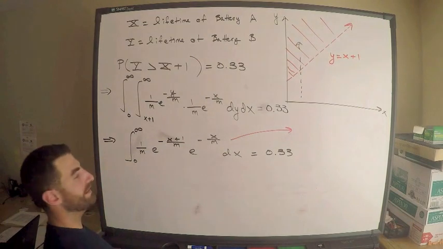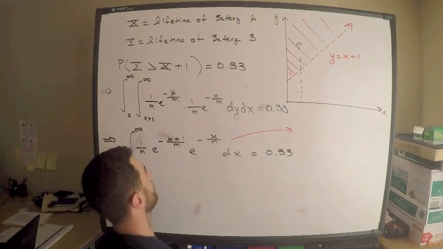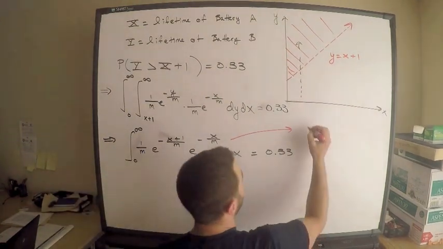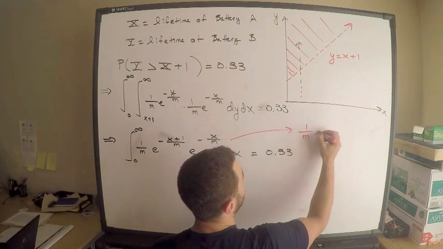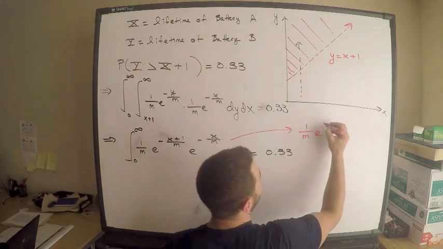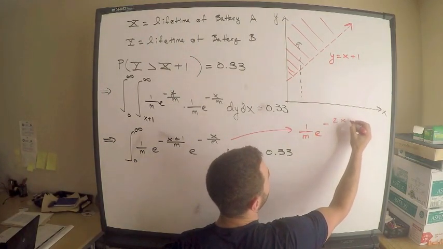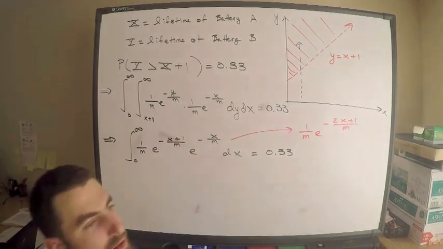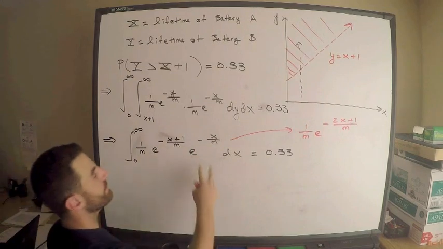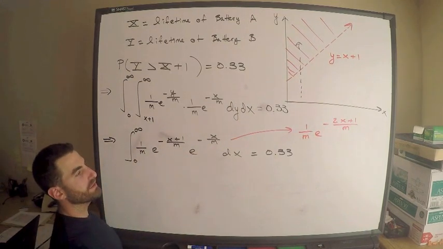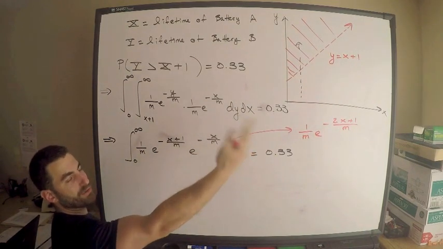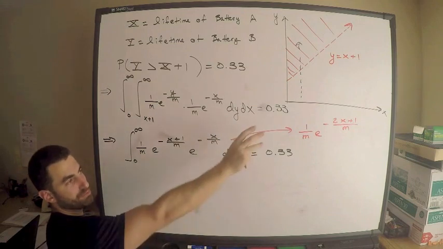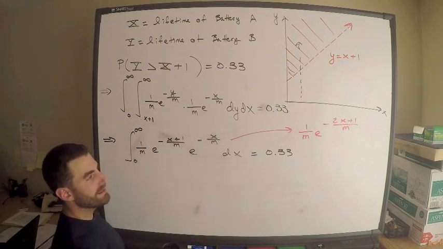So what is this integrand now equal to? Well, combine these. This is 1 over m e to the negative 2x plus 1 over m. I just wanted to combine the exponents. They both have the same denominator, so that's all good. That negative, by the way, is outside of the whole exponent. So in a way, there's parentheses around that exponent. And now I just integrate that.